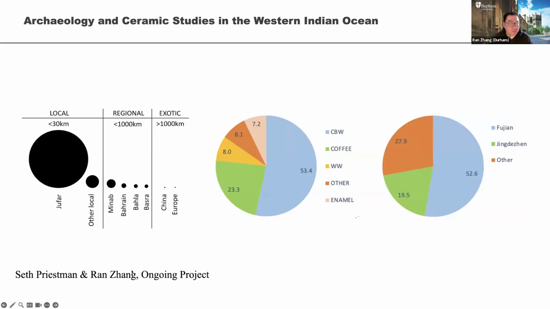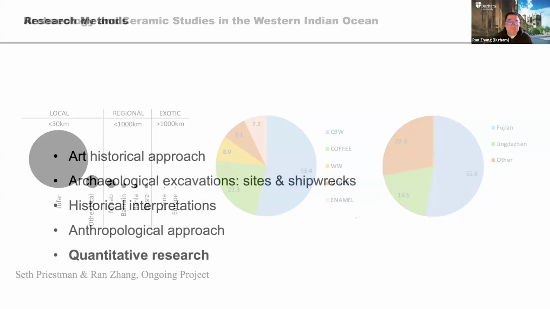This is an ongoing project with Seth Priestman and myself, in which we quantified the pottery discoveries from a site in Ras al-Khaimah, and we can see the local potteries take a really large number, and the Chinese and European imports are a very tiny amount in this long-distance trade. So we can tell that, yes, Chinese ceramics are the only chance to see the long-distance trade, but remember, they are not all of it, even though they are a very small number.